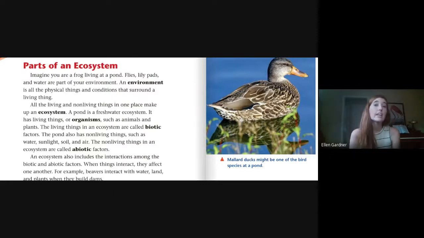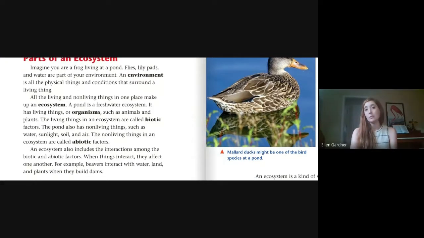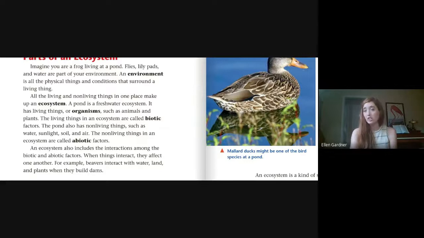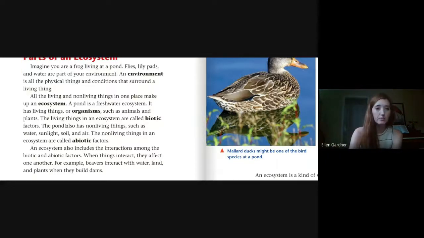Now, a pond is a freshwater ecosystem. It has living things or organisms, such as animals and plants. We learned about that in our last unit, right? Now, organisms are not just animals, those invertebrates and vertebrates that we've learned about. Also, that includes plants. But can you think of some non-living things that might be in a pond? Think of anything that's non-living, like water. Water is not living, but that's part of the environment. It's part of the ecosystem.